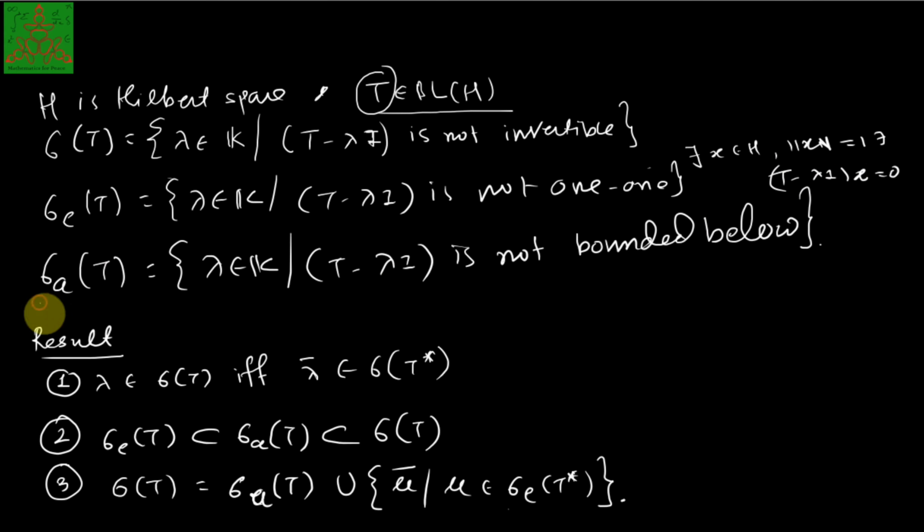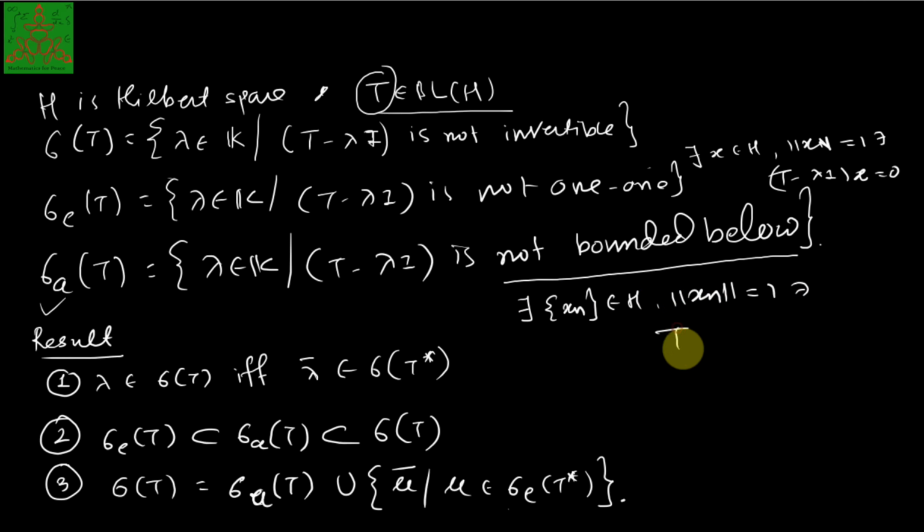Then we have defined the approximate eigen spectrum, which is the set of all scalars such that T minus lambda I is not bounded below. So it is the approximate eigen spectrum, and that is why there is a sequence xn in H with norm 1 such that T minus lambda I xn tends to 0. That is another way to represent the same definition.